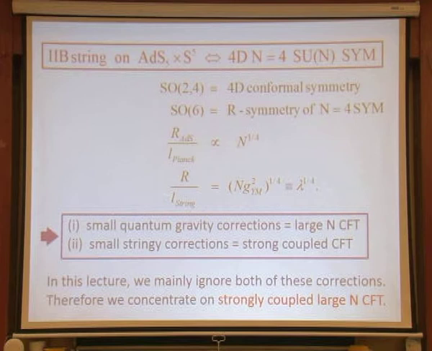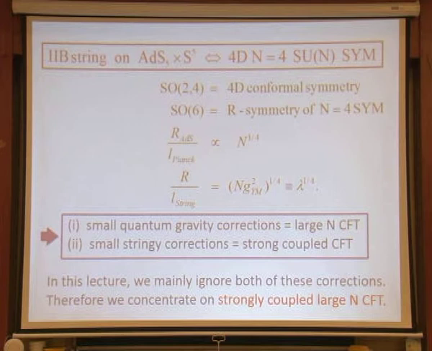And if we are looking at some quantum corrections, there are two quantities which we should look at. One is the ratio of the anti-de Sitter radius, the size of anti-de Sitter space, divided by the Planck length, which is proportional to N to the quarter on the gauge theory side. That means if we want to suppress this quantum gravity effect, we have to take a large N limit. Another ratio is the AdS radius divided by the string length. This also should be large, because we want to assume that string corrections are negligible.